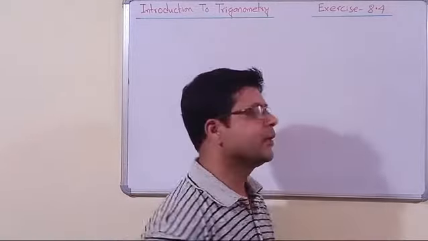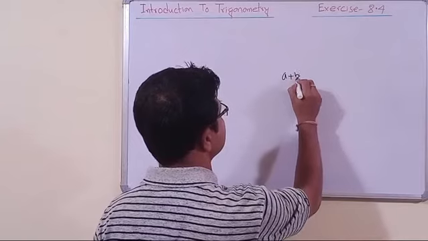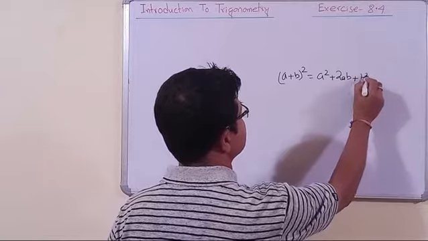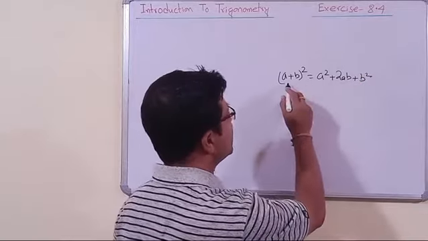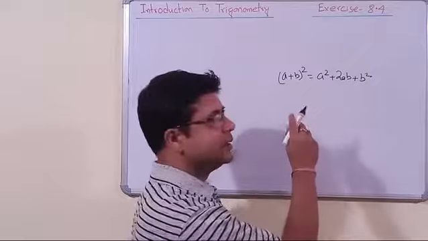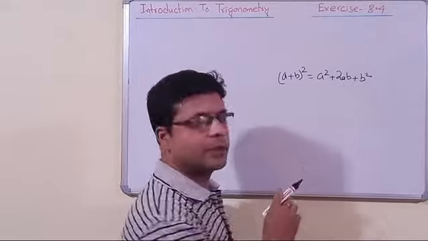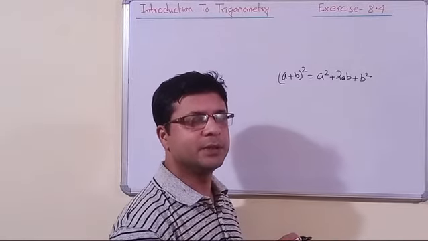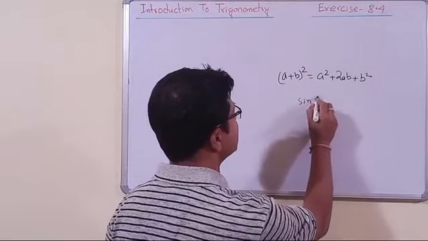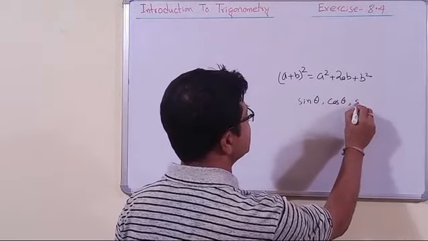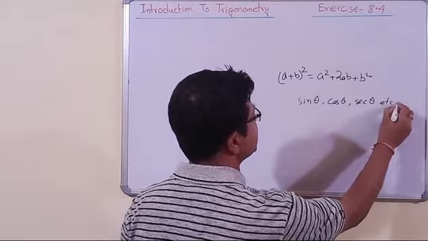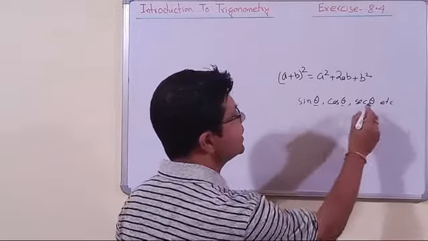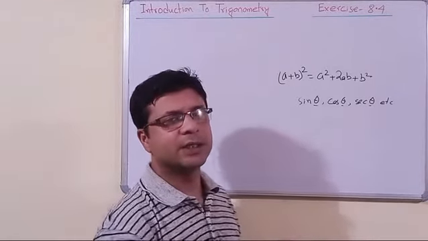Earlier you got this type of identity. Suppose (a plus b) whole square equals a square plus twice ab plus b square. This is always true for any value of a and b. In trigonometry we will get some equations containing trigonometric ratios like sine theta, cos theta, sec theta, etc., and these equations will be correct for the value of theta or the given angle. Those are called identities. Today let us discuss those.